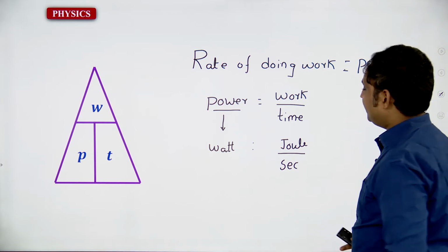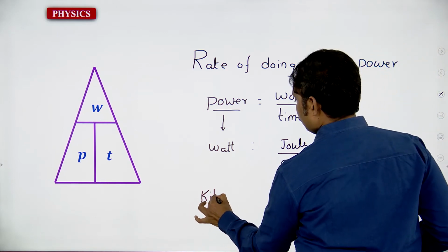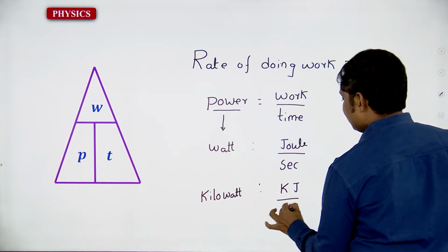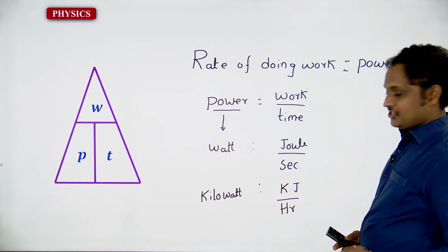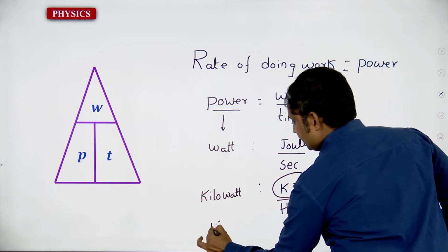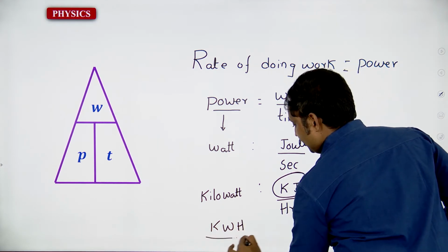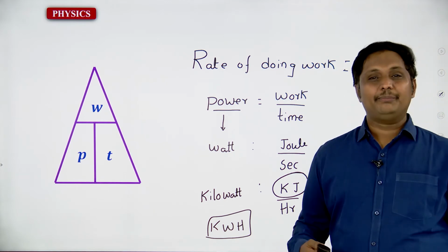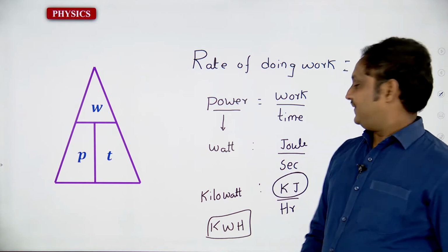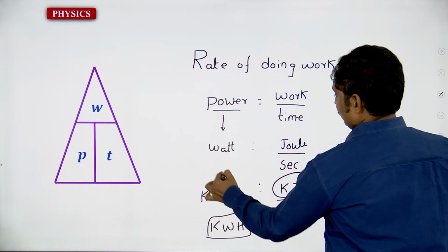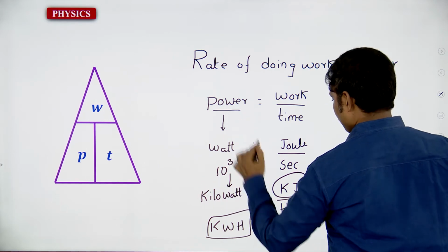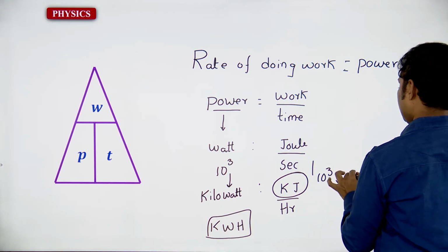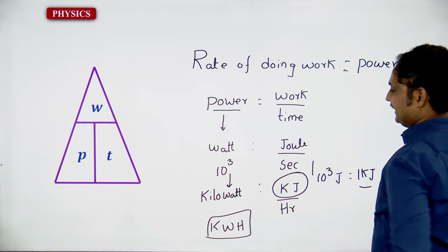Or sometimes you can take kilowatt, kilojoule by hour. Generally, you are going to get the estimation in kilowatt hour, kWh. Yes, kilowatt hour. We have to get this power consumption, its measurement. Easily you will get that. So you have to take 10 power 3 for kilowatt. You have to take 10 power 3 joules for 1 kilojoule. It is very easy for you.